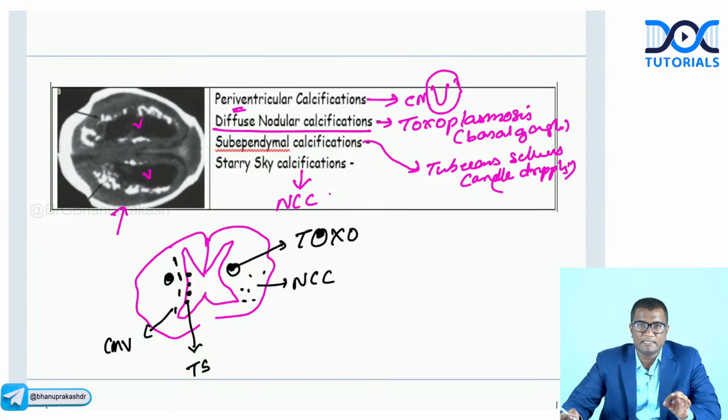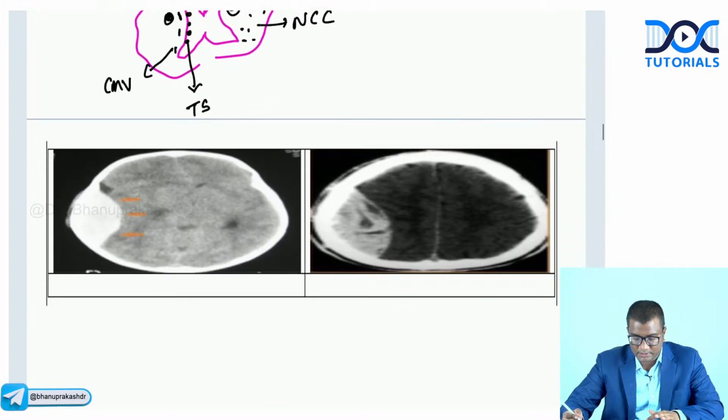So periventricular is cytomegalovirus. Subependymal along the floor of the ventricle, the ependymal lining, is tuberous sclerosis, right? And diffuse nodular calcification, especially at the basal ganglia, is toxoplasmosis, and starry sky appearance is neurocysticercosis.